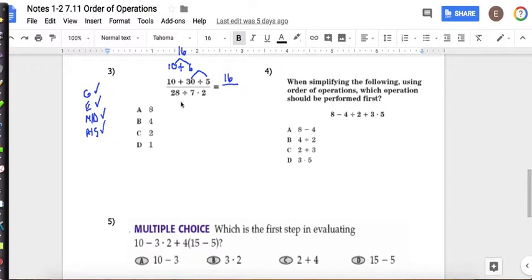Now we've got the bottom part here, so we're going to check off the grouping. We don't have any grouping there. We don't have any exponents, so we're going to multiply or divide from left to right. 28 divided by 7 is 4. Bring down the times 2. We still have multiplication, so 4 times 2 is 8. And we're done with multiplication. We don't have any addition or subtraction, so we have 16 divided by 8 is 2.